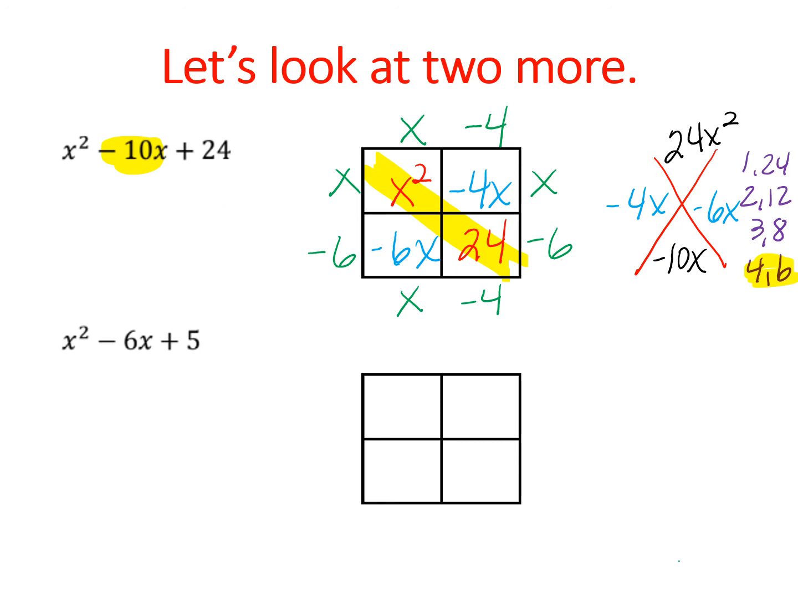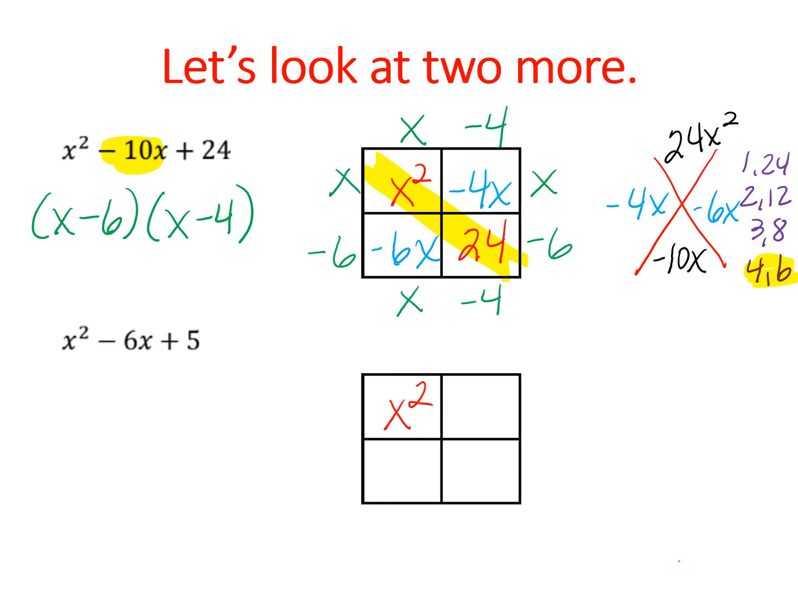So notice this time, both of the factors have minus signs. So it's x minus 6 and x minus 4. So sometimes both of them will be negative. All right, and let's take one more.